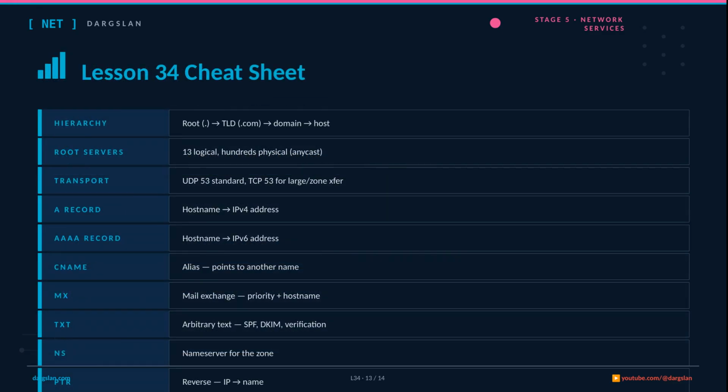And here's your quick reference to keep nearby. Notice the shape of it. Hierarchy at the top, then root servers and transport, then the record types you'll actually type into a zone file. A and AAAA for addresses, CNAME for aliases, MX for mail, TXT for policy, NS for delegation, and PTR for the reverse lookup that turns an IP back into a name. Screenshot this one. It's the lesson in a single glance.